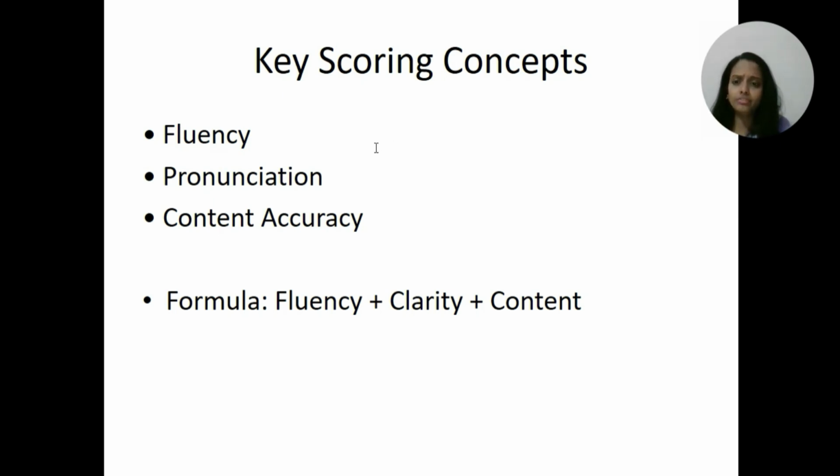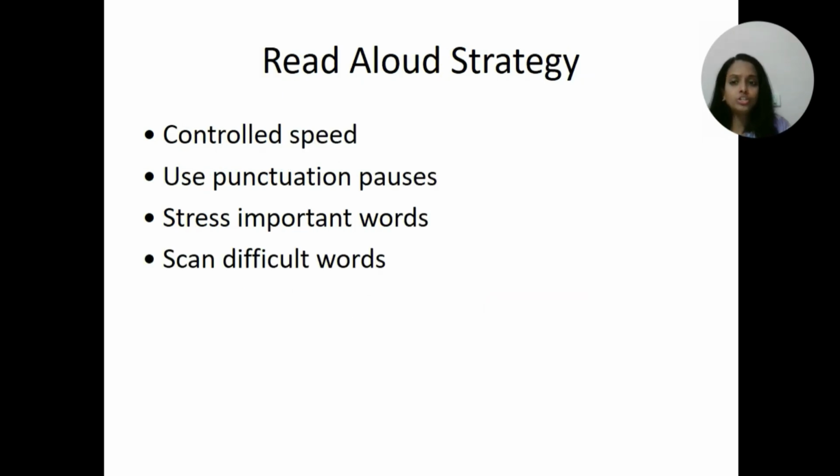So, for pronunciation, you don't need a perfect accent, but your words should be clear and understandable. And of course, the content is very important, especially for repeat sentence and describe image. Here, you need to capture the main idea correctly, even if you miss small details. Okay, so remember this simple formula: fluency plus clarity plus key content equals a high score. Now, let's talk about the strategy for read aloud.